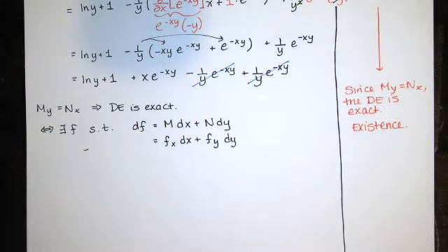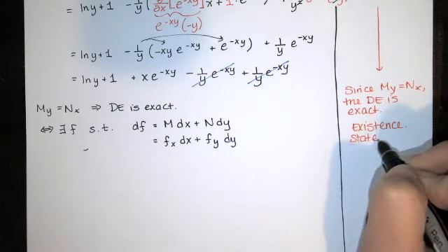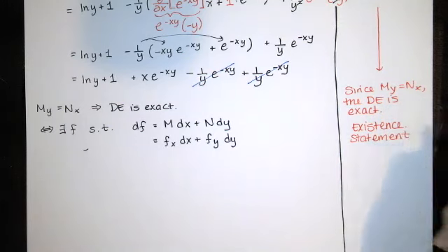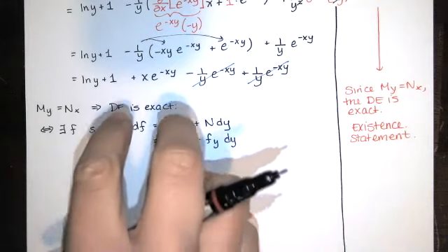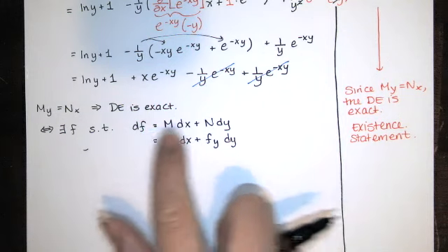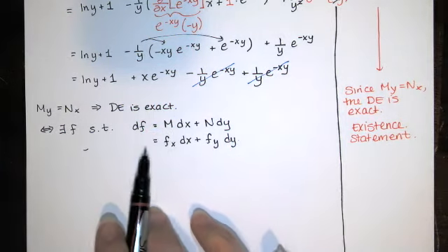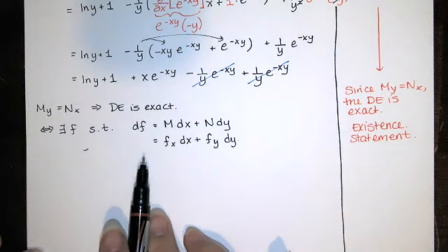When you're solving these problems, I like to see the existence statement, because that tells me that you actually know what an exact differential equation is. An exact DE is exact if there is some function out there such that df is equal to the left-hand side of that differential equation. Okay, so now we just want to find f.